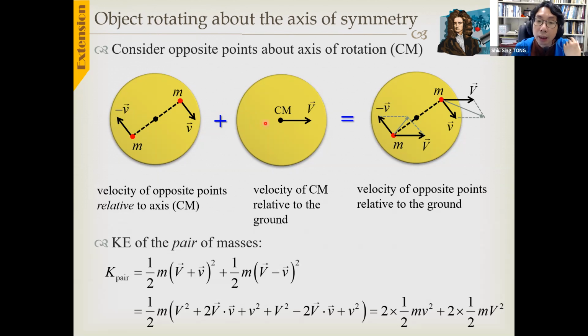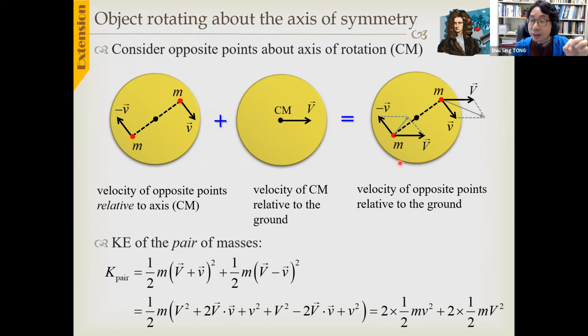Now the body as a whole is moving with its center of mass having a velocity big V. So for this particle, you have this big V added to this small v, and the resultant velocity is this. For the particle on the opposite side, you also have the velocity big V of the center of mass added to the velocity of rotation, minus v, in this direction. So the resultant velocity is in this direction. You can see the two velocities are different.